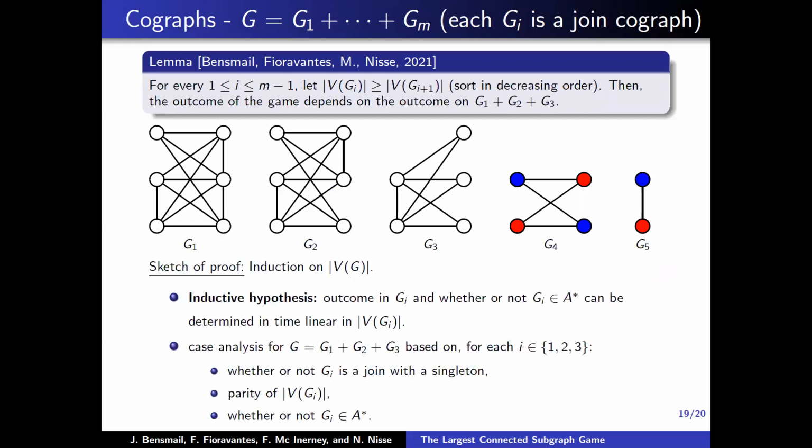Then the sketch of the proof is just to do an induction on the number of vertices, with the inductive hypothesis being that you can determine the outcome in any of the Gi and whether or not the Gi is in A star in linear time. And then this is a tedious case analysis for the three biggest cographs. And you do the cases based on whether or not each of them is a join of a singleton, the parity of the number of vertices in each of these cographs, and whether or not they are in A star or not.